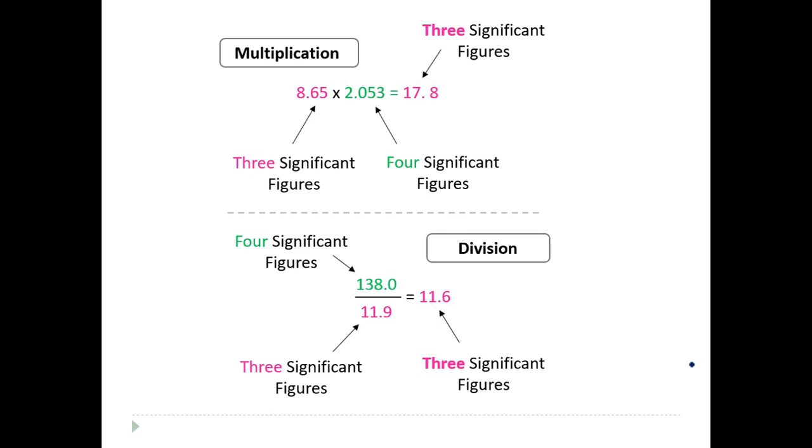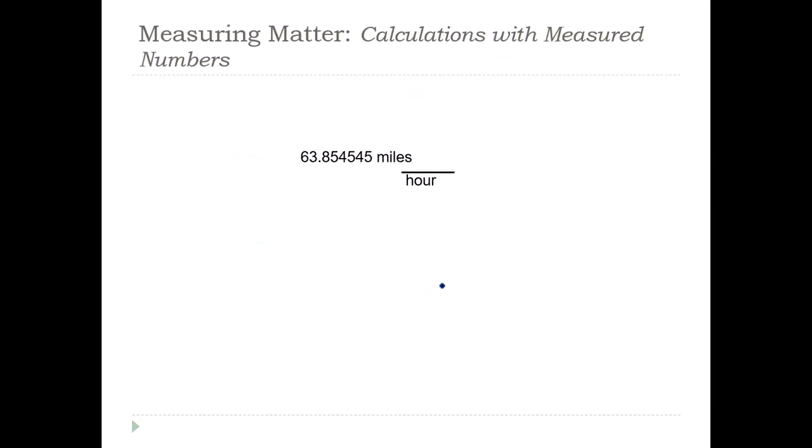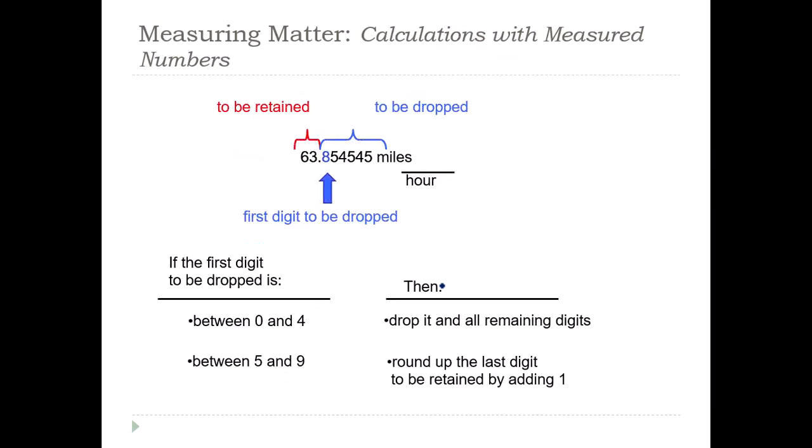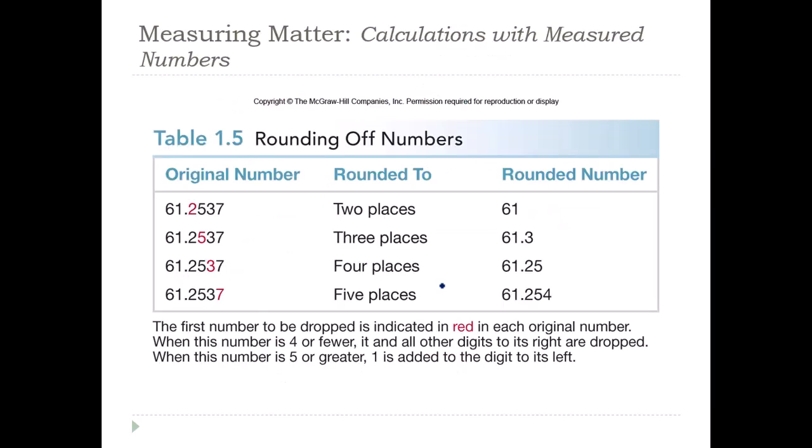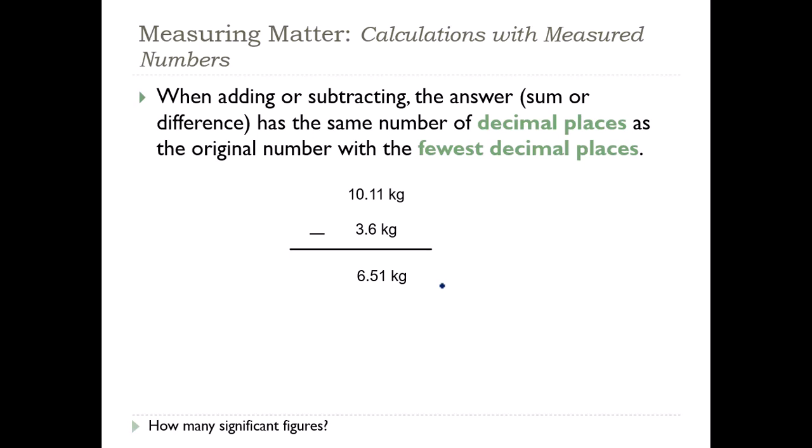And then this one, when we multiply, look at the least number of sig figs, so 3 versus 4. Our answer should have 3 sig figs. And then when you divide, again 3 versus 4, so we want 3 sig figs. Okay, rounding off values.